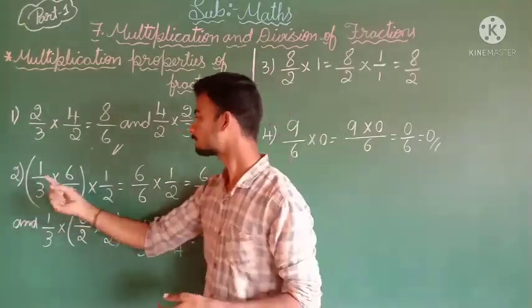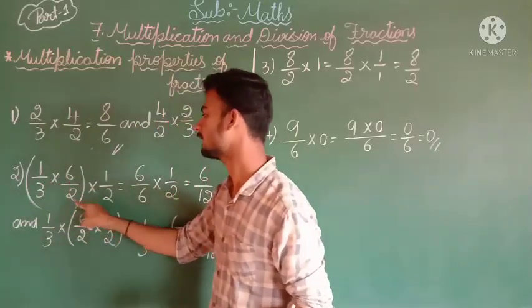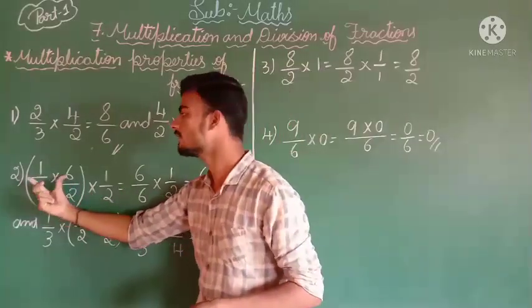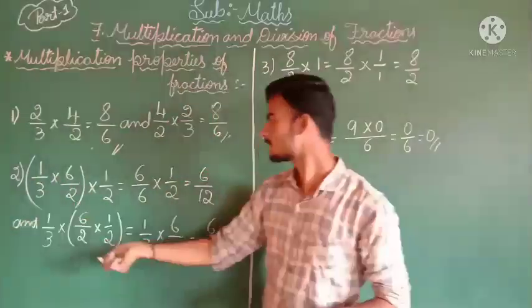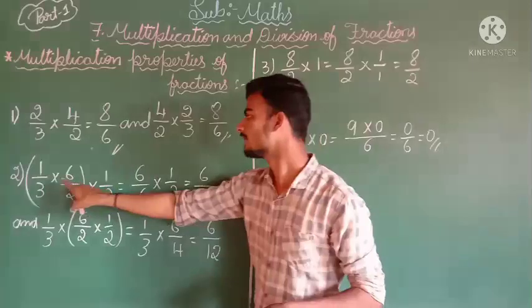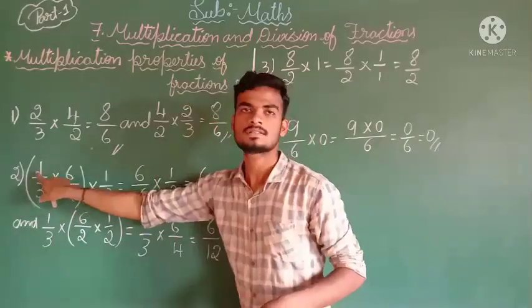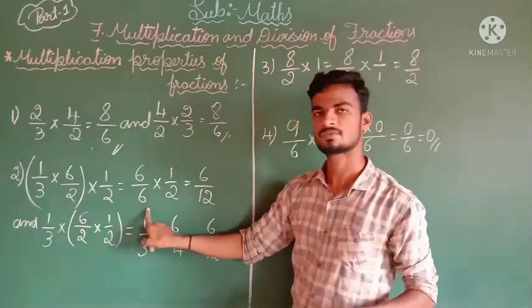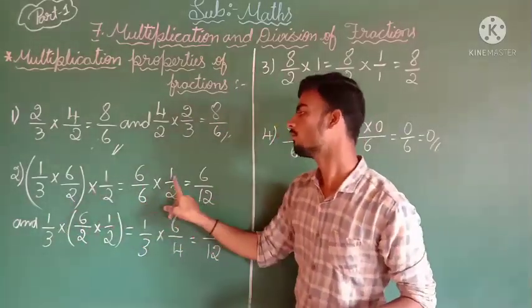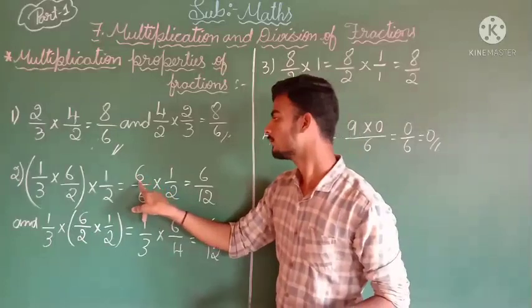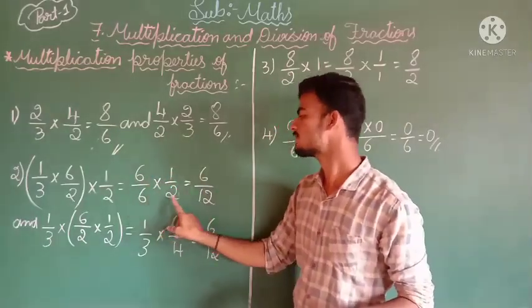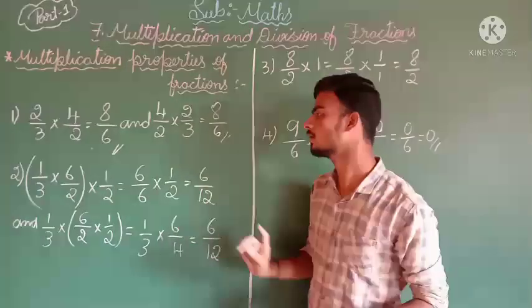So 1 by 3 into 6 by 2 into 1 by 2. First you simplify what they have given in the brackets. So what product will you get here? 1 6s are 6, 3 2s are 6. Then into 1 by 2. Then you multiply numerator with numerator: 6 1s are 6, 6 2s are 12. You got 6 by 12.